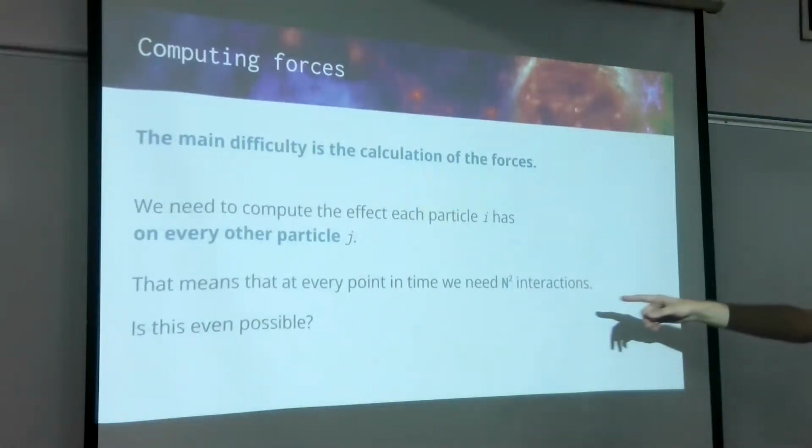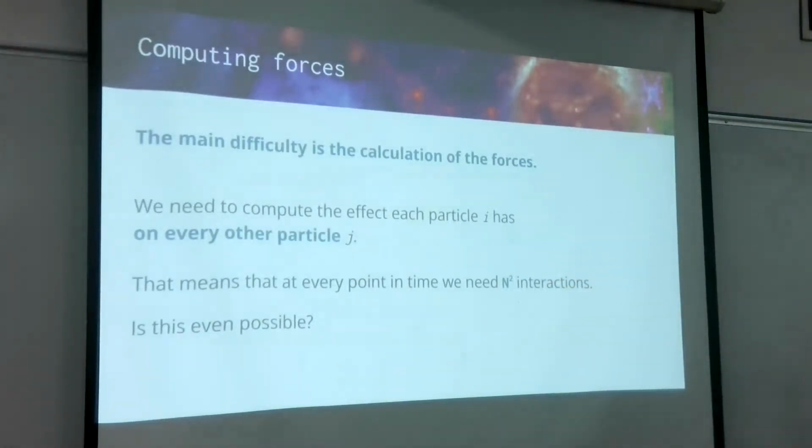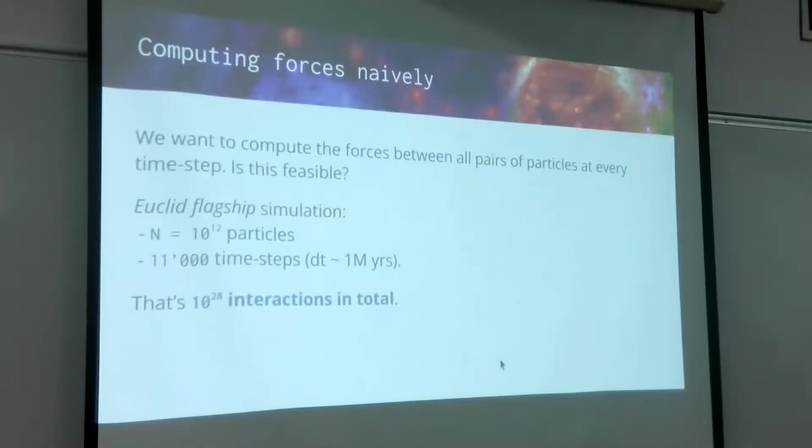So we need N squared interactions, or N squared over 2 because it's symmetric, but that doesn't really save you much, a factor of 2, not a factor of a lot. So is this even possible? And I guess the answer is already no, otherwise I wouldn't ask you about it. So let's check what that would be with a real life example. I want all of the pairs of particles at every time step. So let's take the simulation I mentioned before, the one that just fits in memory, which had 10^12 particles.